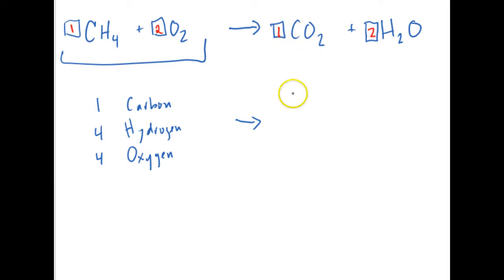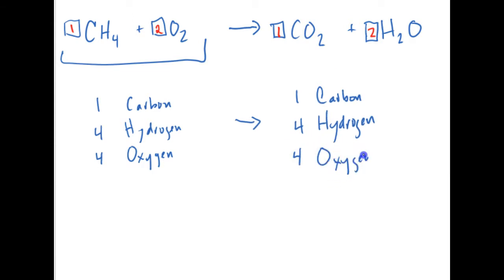On our product side, we've got 1 carbon. Let's take a look at our hydrogen. Now we've got 2 water molecules, and each water molecule has 2 hydrogen in it, so that gives us 4 hydrogen on this side. Let's count up our oxygen. We've got 1 carbon dioxide, so there's 2 oxygen here. And we've got 2 waters, so there's 2 more oxygen, because we've got H2O and then another H2O. Plus these 2 oxygen gives us 4 oxygen. Now this equation is balanced.